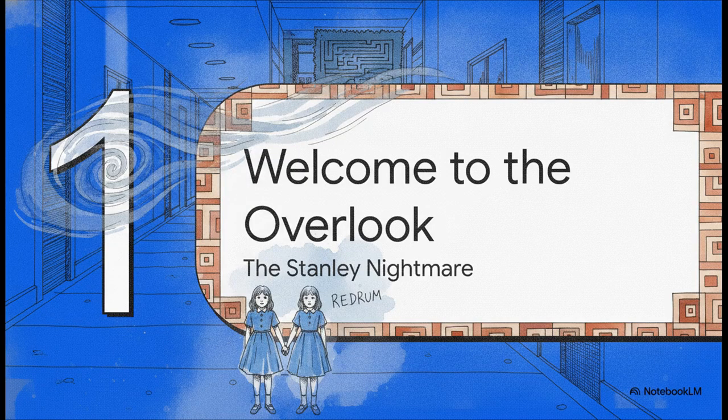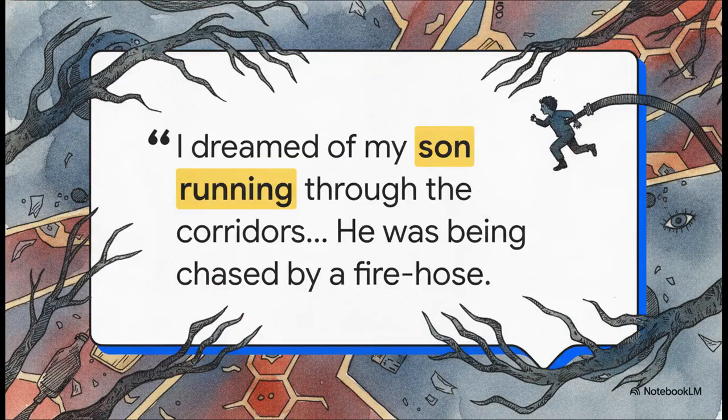Welcome to the Overlook, the Stanley Hotel Nightmare. So to really understand the Overlook, we've got to travel back to late September of 1974. Stephen King and his wife Tabitha spent a single night at the grand but almost completely empty Stanley Hotel in Estes Park, Colorado. They were literally the only guests there, right before the place closed down for the long winter. And that night, King had a horrific nightmare.